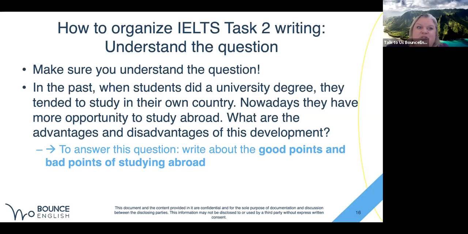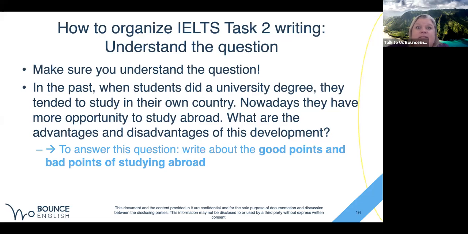So in this case, our question is, in the past, when students did a university degree, they tended to study in their own country. Nowadays, they have more opportunity to study abroad. What are the advantages and disadvantages of this development? So what does this question mean? Well, actually, and I find this really helpful, when you get that question, write somewhere on the booklet to answer this question, and then make it more simple for yourself. So in this case, to answer this question, write about the good points and the bad points of studying abroad. That's all you need to do.